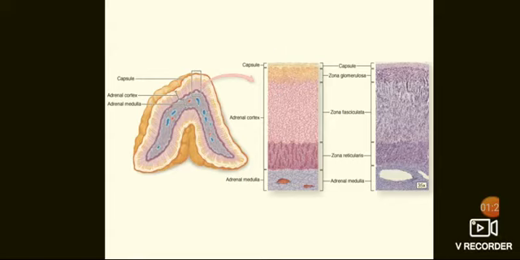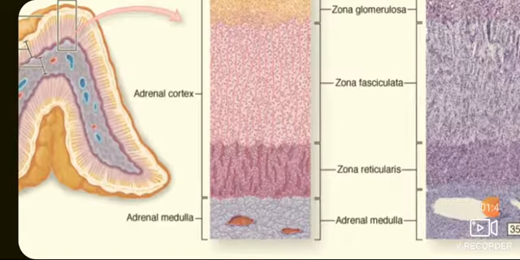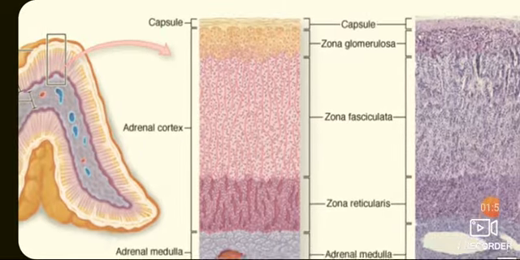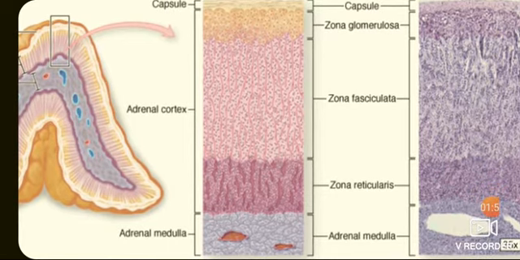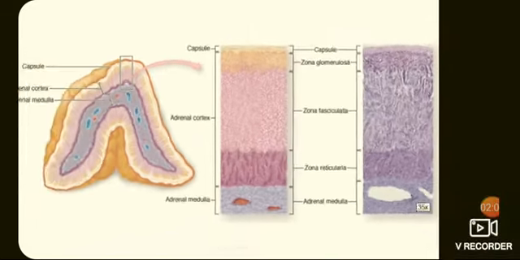Deep to the capsule, the adrenal cortex is divided into three zones. The outermost zone is zona glomerulosa. In the middle lies zona fasciculata, and the inner zone is known as zona reticularis. The zona glomerulosa forms 15% of the adrenal cortex. The fasciculata forms the middle 80% of the adrenal cortex, while zona reticularis forms the inner 5% of the adrenal cortex.